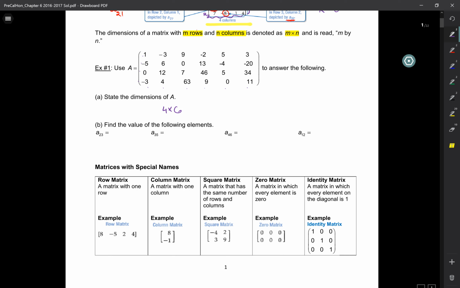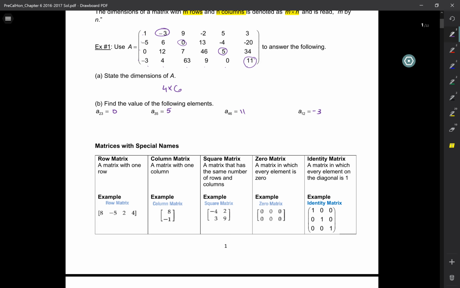And what is the value of the following elements? So A 2 3. So A of the 2nd row, 3rd column, 1, 2, 3. That's this one, it's 0. A 3 5, 3, 1, 2, 3, 4, 5. That's that one. A 4 6. So 4th row, 6th column. That's the 11. A, 1st row, 2nd column. That's your -3. All right.